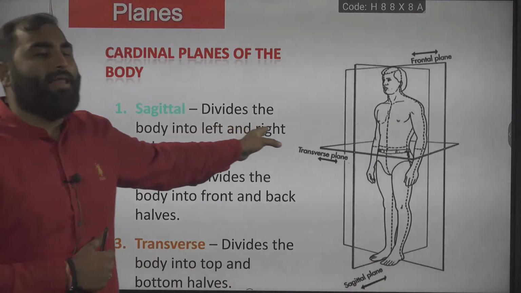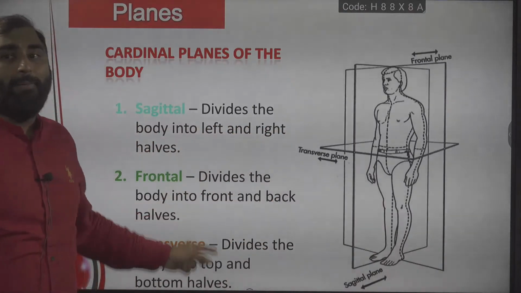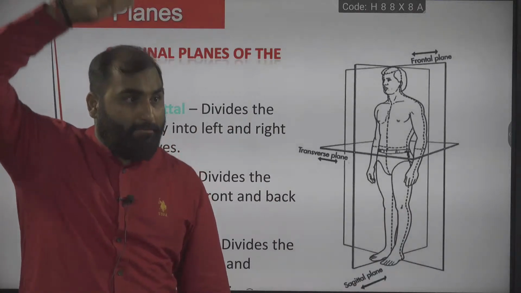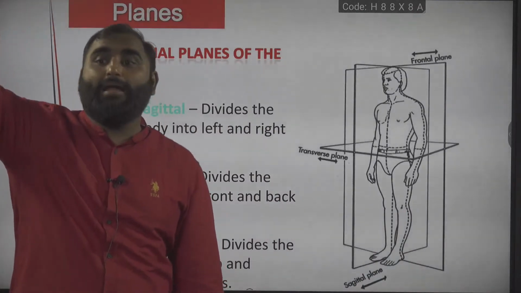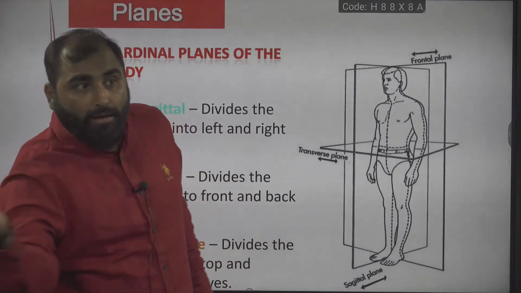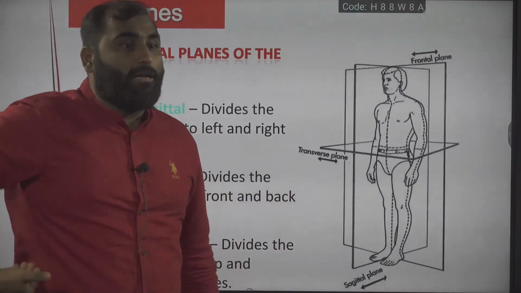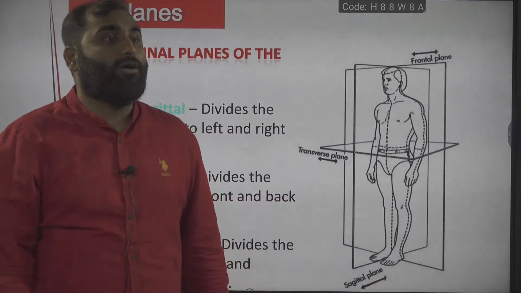So the sagittal plane divides the body into right and left. The frontal plane divides the body into front and back. And the horizontal plane, the transverse plane, gives upper half and lower half.